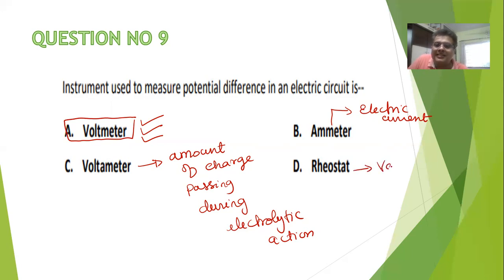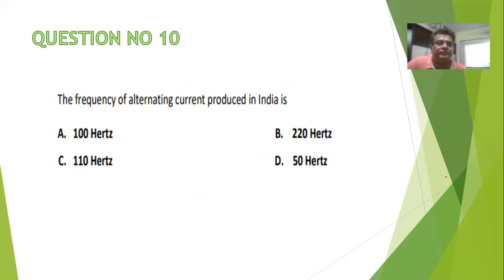Rheostat, where is the resistance in the circuit? Whenever you want a resistance variation in the circuit, you can use a rheostat, and thereby change the current in the circuit. Everything is in your hand, because a rheostat is a device you are using. But for this question, my dear students, which measures the potential difference, your answer is voltmeter.